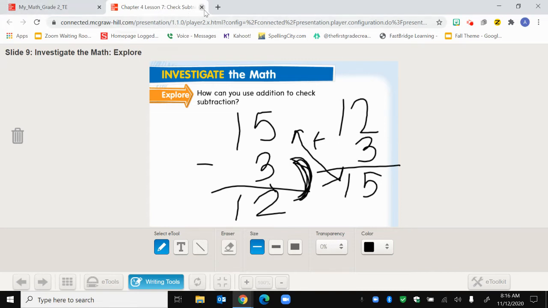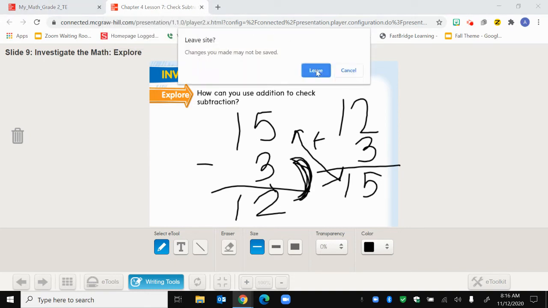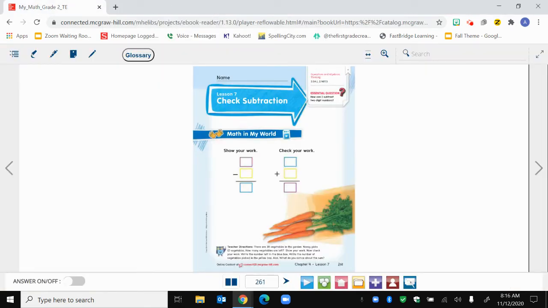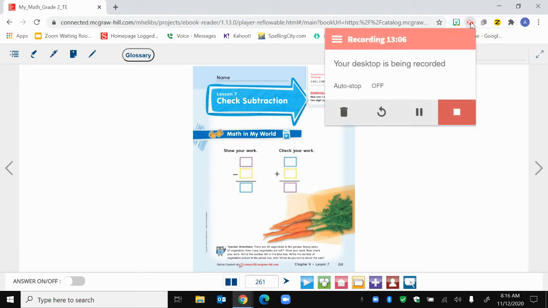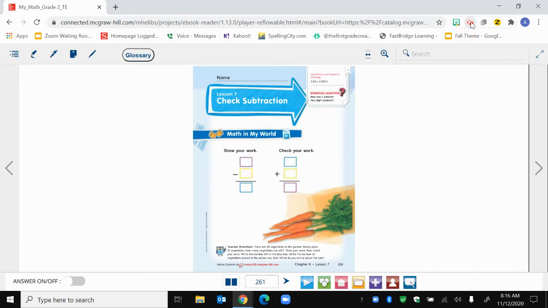Everybody, erase your slates, put them away, and get out your math books. Pause me right here and turn to page 261 for me. Once you're at page 261, you can go ahead and press play, and we will get started working through this together.